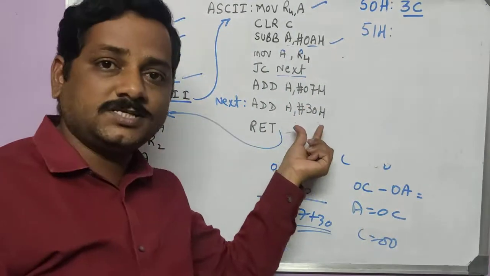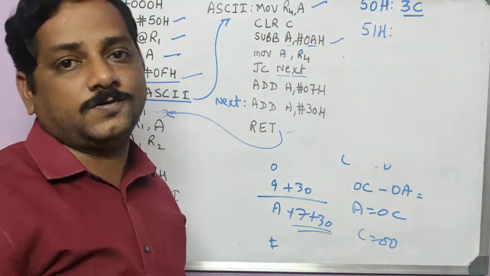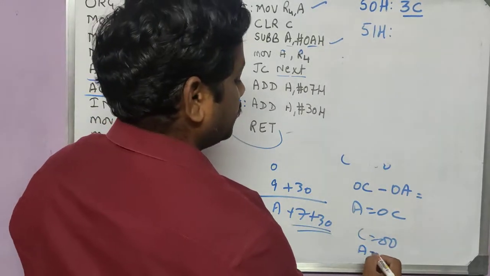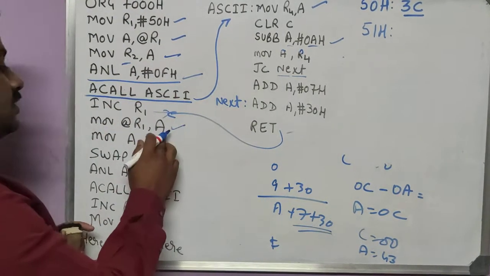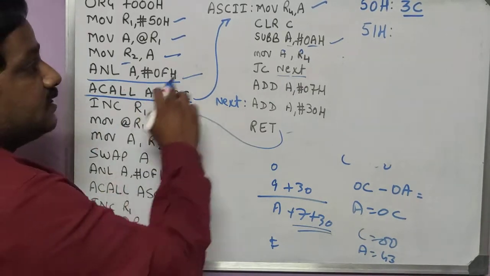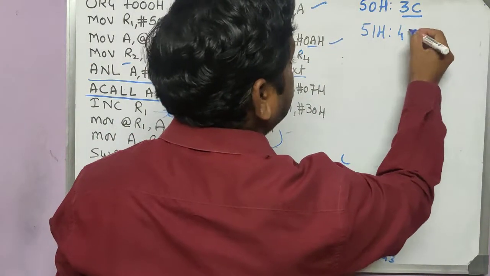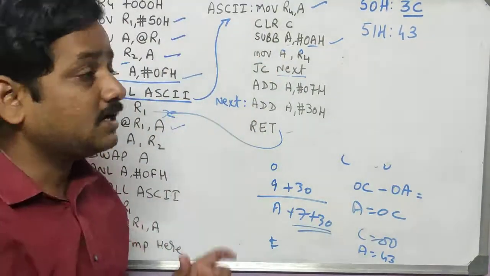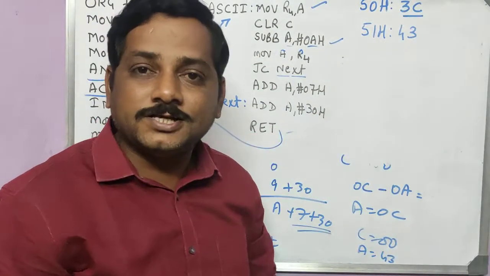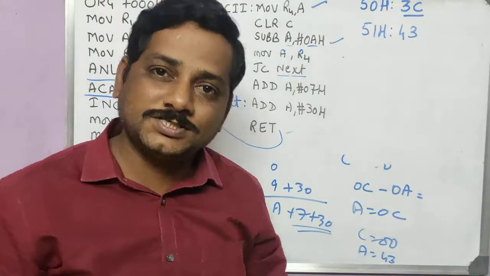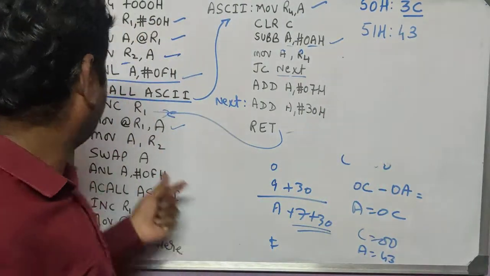Whatever addition or subtraction you do, the result will be in accumulator only. The result was 43, so I am taking it into R1. Move that answer into R1, where R1 is 51. So we got the answer for C and I have stored it at 51H. Next I will take 3, convert that into ASCII and store it at 52H. That's the concept.